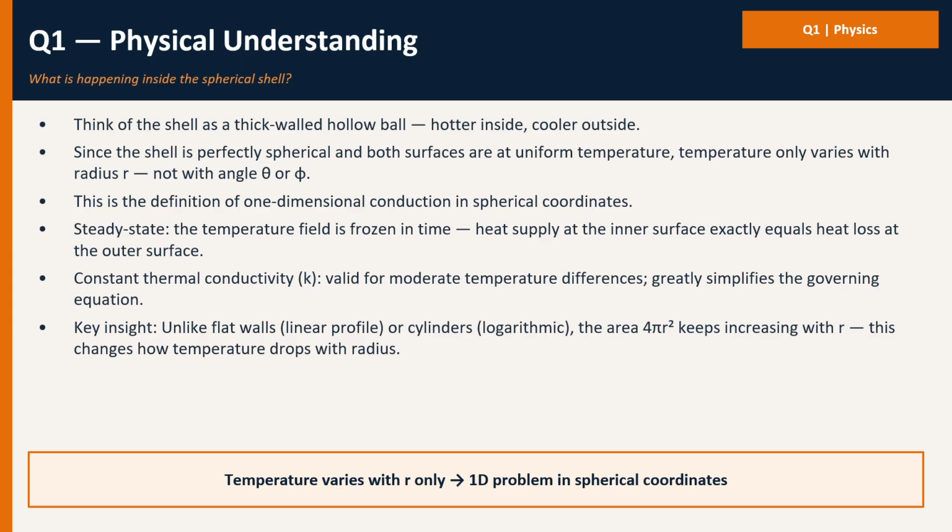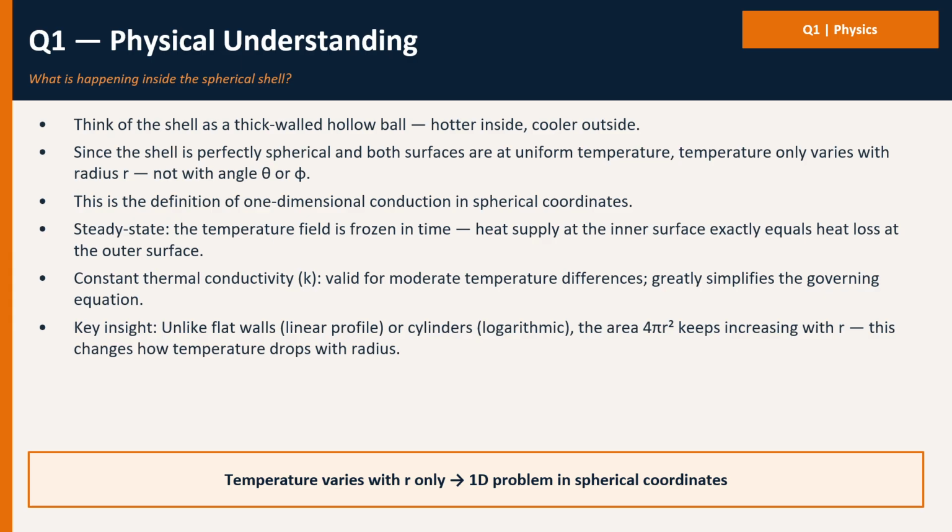The physical understanding: to understand this physically, imagine a hollow spherical shell which is hotter inside and cooler outside. Heat flows outward radially due to this temperature difference. Since the geometry is symmetric, temperature varies only with radius and not with angles. Also, because the system is in steady state, the heat entering equals the heat leaving. An important point here is that the area increases with radius, which affects how temperature changes. This is all mentioned in this slide, whatever I just talked about.